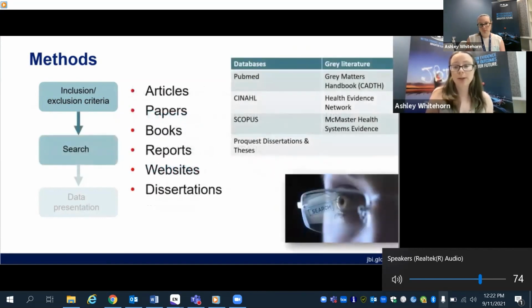We searched a number of databases, including PubMed and CINAHL, and carried out a fairly comprehensive grey literature search, including the Grey Matters Handbook. We were looking for any article, paper, book, report, website, or thesis that met the definition of an evidence summary, described methods for an evidence summary, or described a tool to assess the quality.